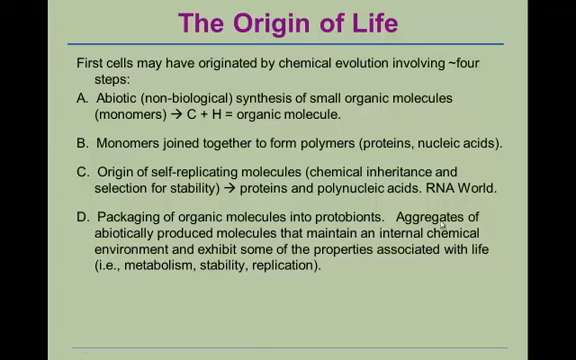So these are combinations of abiotically produced molecules that do maintain an internal chemical environment, and they exhibit some of the properties that are associated with life. For example, they have some kind of metabolism, they have some kind of stability, and maybe some kind of replication that might be the precursor to reproduction.